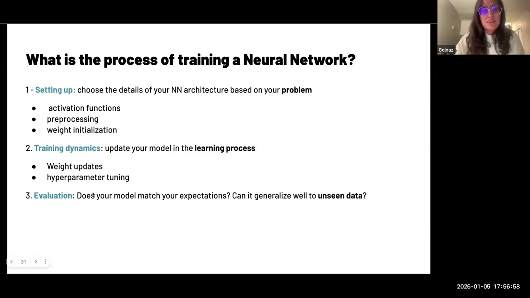That would be adjusting the knobs of your neural network to make it well suited for your problem. And then once the training is done, you need to evaluate your model. That would be defining an evaluation metric and then measuring how well your model does on unseen data.